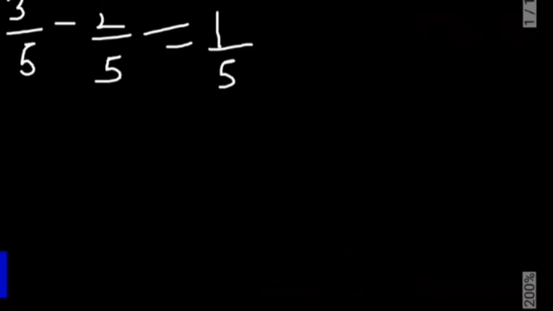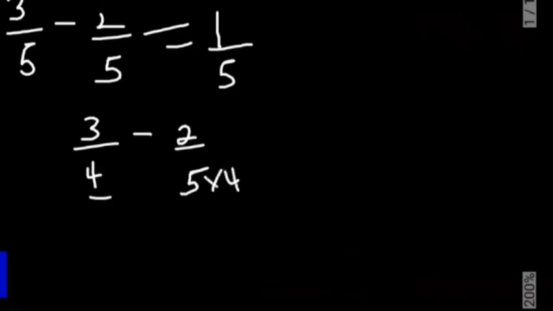Let's take another question. What if we have different denominators? We have 3 over 4 minus 2 over 5. So here we have to make the denominators common. We have 5 multiplied by this 4 and 4 also multiplied by this 5. So whatsoever we do to the denominator, we also have to do the same to the numerator. So we multiply by 4, we multiply by 5.